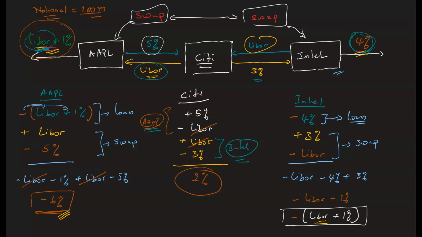Now we see that Apple was able to convert a liability that was at a floating rate into a fixed rate liability, and Intel was able to transform or convert a fixed rate liability into a floating rate liability. Now this shows us what the outcomes are in terms of percentage, right? You also remember that we always quoted annually, so these are annual rates. And the negative sign here simply suggests that it is a liability to Apple, it is a liability to Intel, and the positive sign here means it's a profit to Citi.